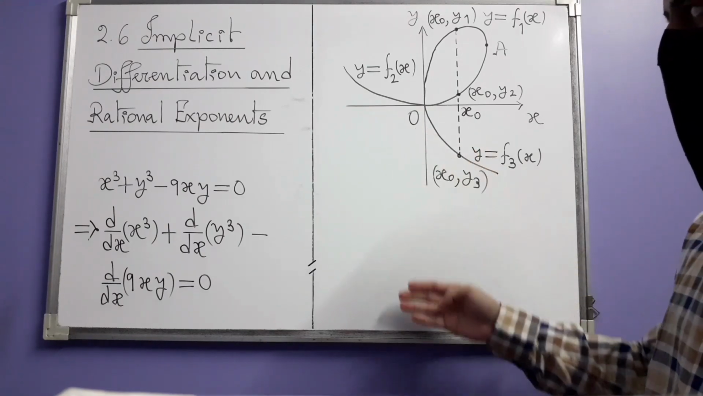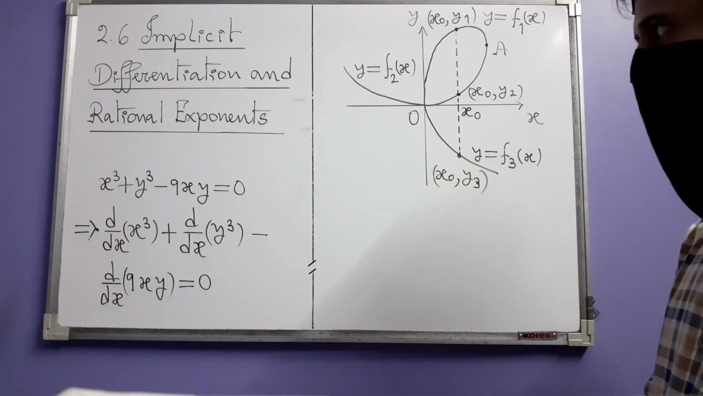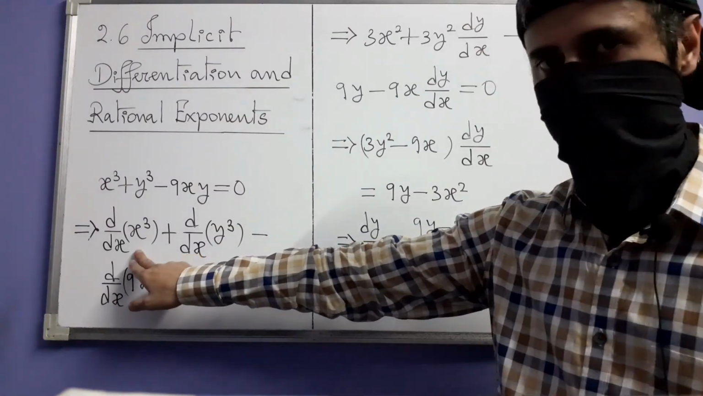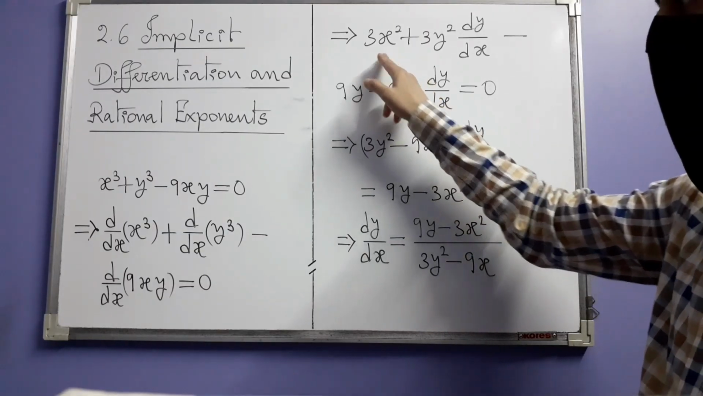And now I have to use this space. The diagram we have already seen, so we can erase it. So we continue our calculation. d/dx of x cube, of course, is 3x squared by the power rule.